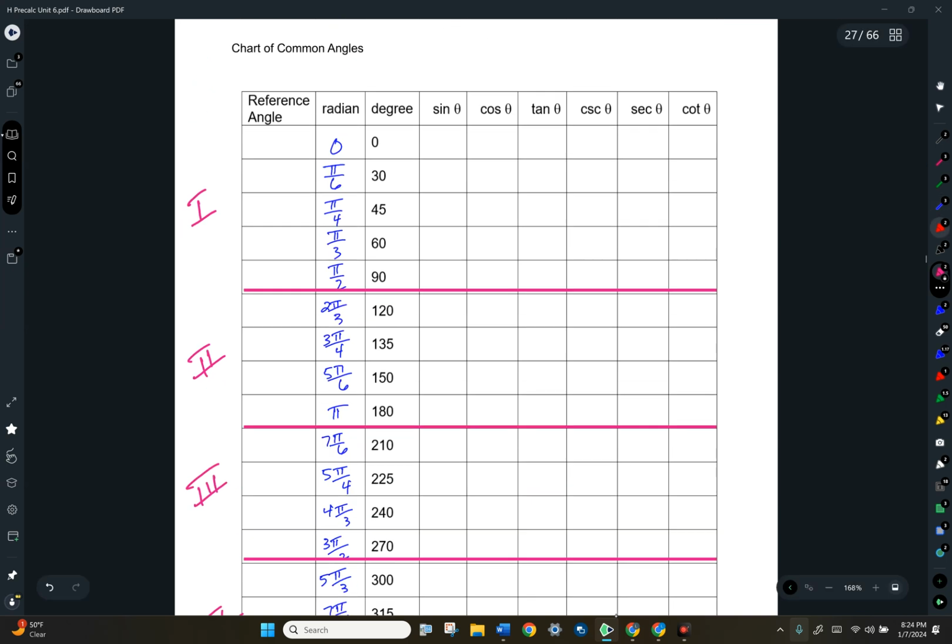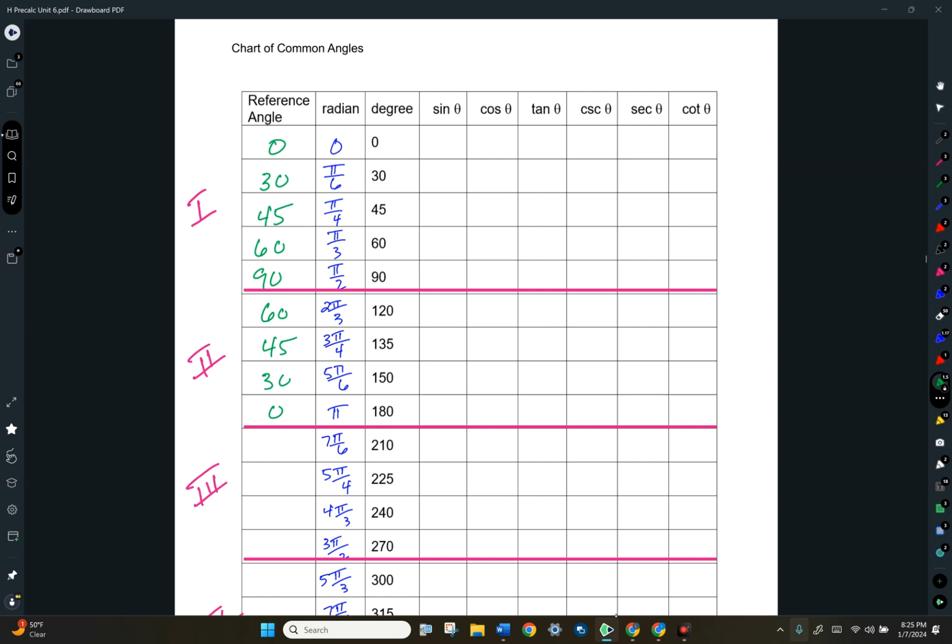So now let's talk about the reference angle. A reference angle, remember, is from the terminal side to the closest x-axis. So the first quadrant ones are all going to be exactly what the angle measure is. And we could either write it in degrees or in radians. Then 120 is actually going to be 60 from 180, 135 is 45, 150 is 30 from the 180, and 180 is 0.